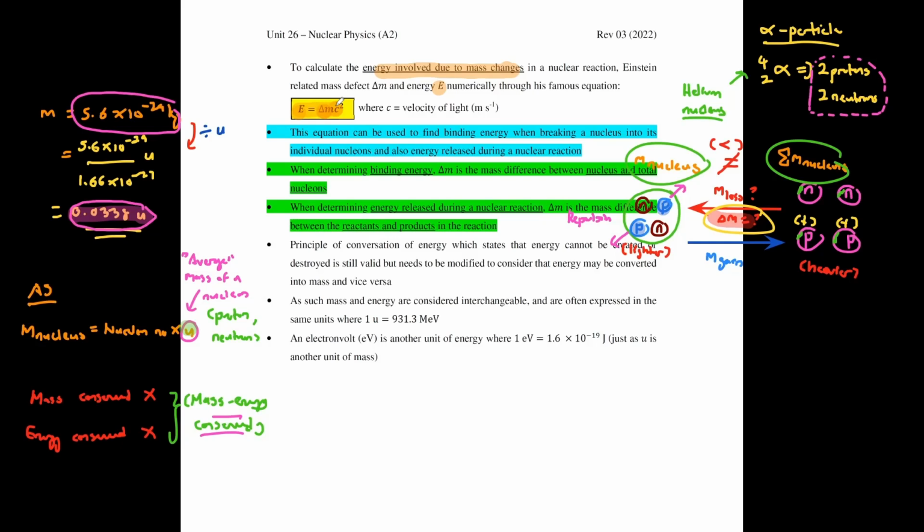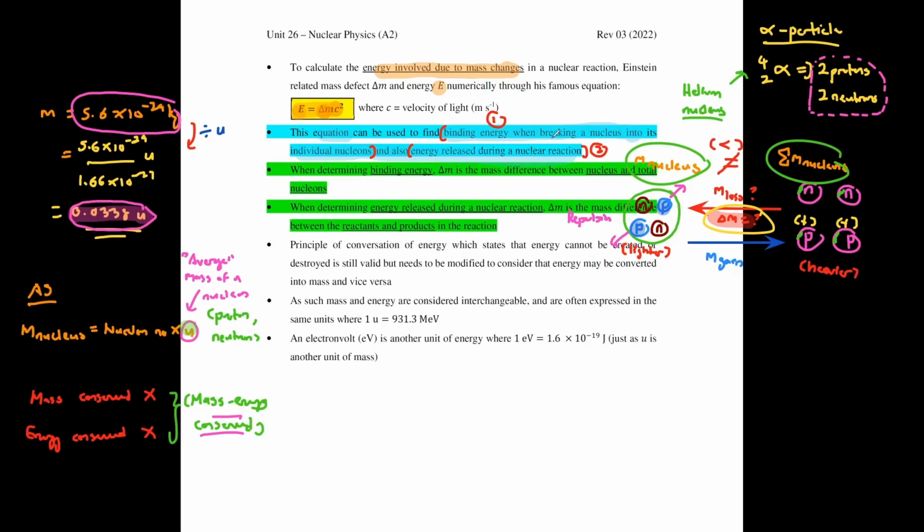It can be used to find two things. The first is that this equation can be used to find binding energy when breaking a nucleus into its individual nucleons, and also to find energy released during nuclear reactions. Okay, E equals Δmc² can be used for two specific cases: to find binding energy when breaking a nucleus into individual nucleons, and also to find energy released during a nuclear reaction. It's not just specific to finding binding energy, it's also to find energy released during a nuclear reaction. You will see that later on.